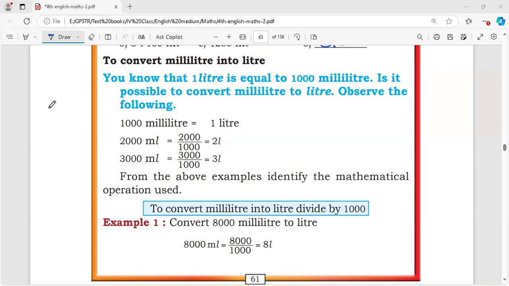In this video, I am discussing Post-standard Mathematics, Chapter 13, Measurement of Volume, Exercise 13.2.